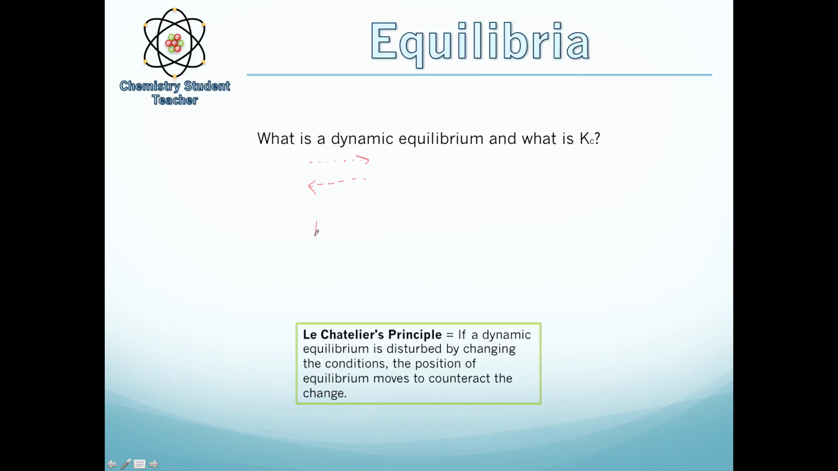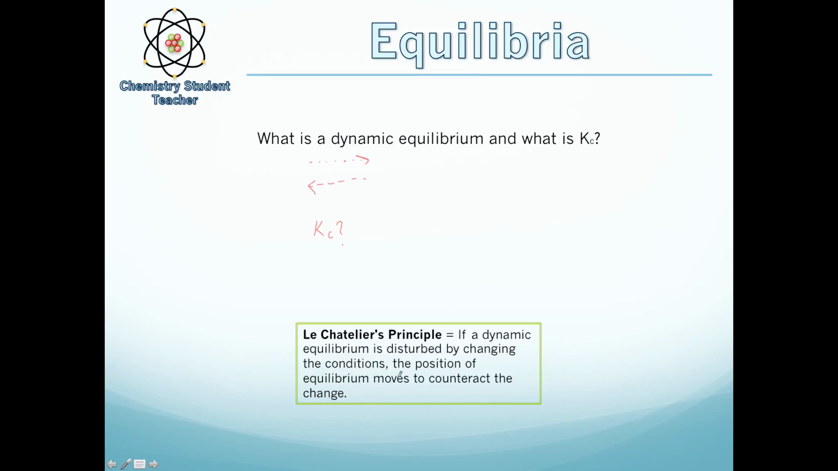But what is Kc? So Kc is actually the value that we can give to the position of an equilibrium. So if it's in the centre, the value of Kc will be 1. If it's towards the reactant, the value of Kc will be less than 1, and if it's towards the products, the value of Kc will be bigger than 1. And again, Kc just shows the position of the equilibrium with regards to the centre.